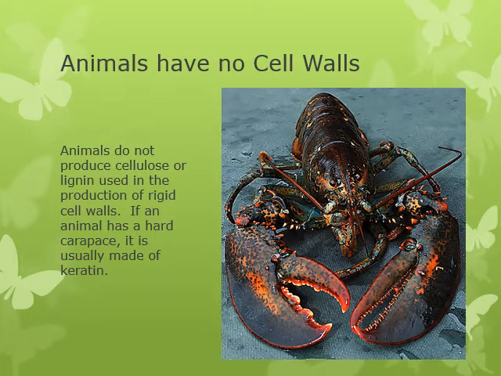Animals have no cell walls. They don't produce cellulose. They don't have any lignin. So they cannot produce a cell wall, which means osmosis is an issue with animals. Even if you see something that has a hard carapace, like this lobster, it's usually made of chitin, not a cell wall. What you're looking at is just an external coating. It fills the same purpose, though.